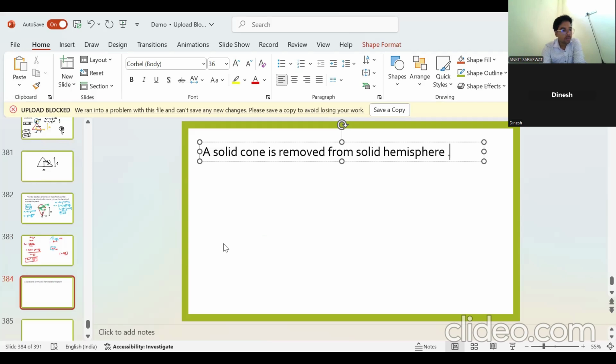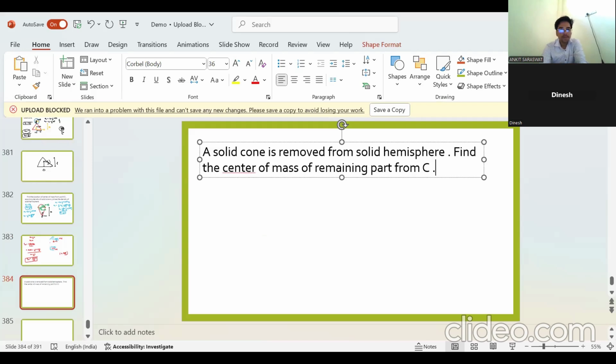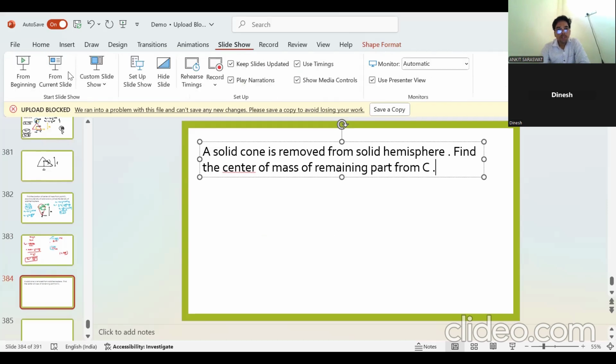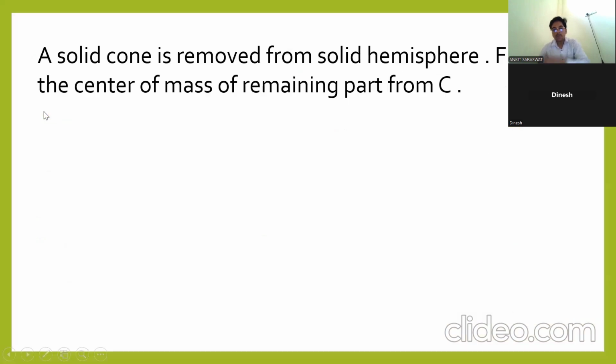from C. Where is C? I will explain. Now here we are removing, so we will subtract. We will not use M1 X1 plus M2 X2. We will remove the portion which we are going to subtract. We will do the subtraction part. We will do M1 X1 minus M2 X2. How to do it? I will tell you. Let's draw the diagram.